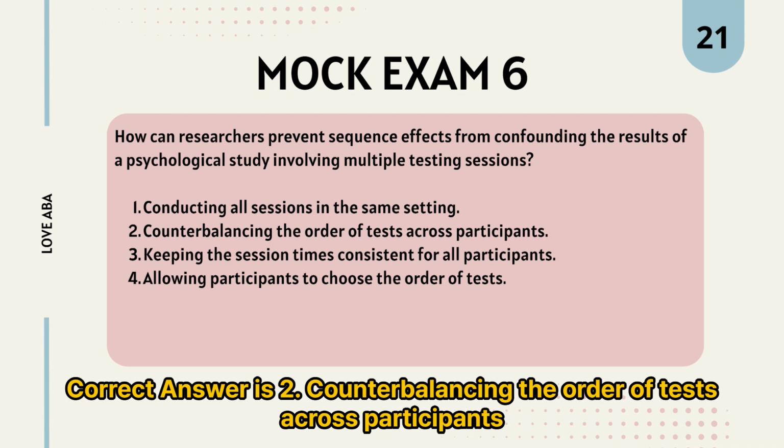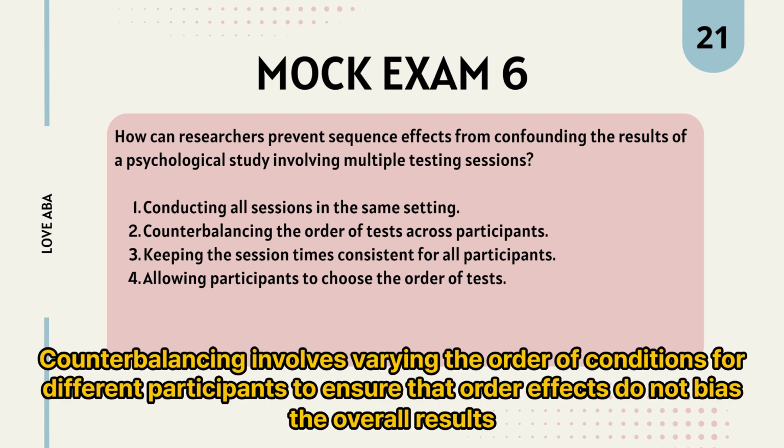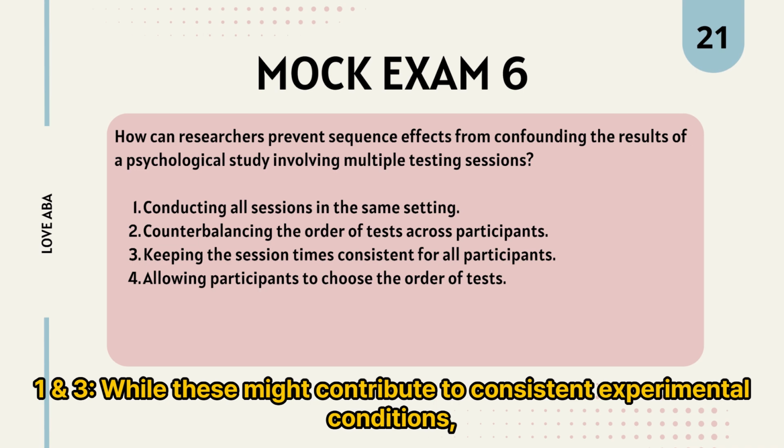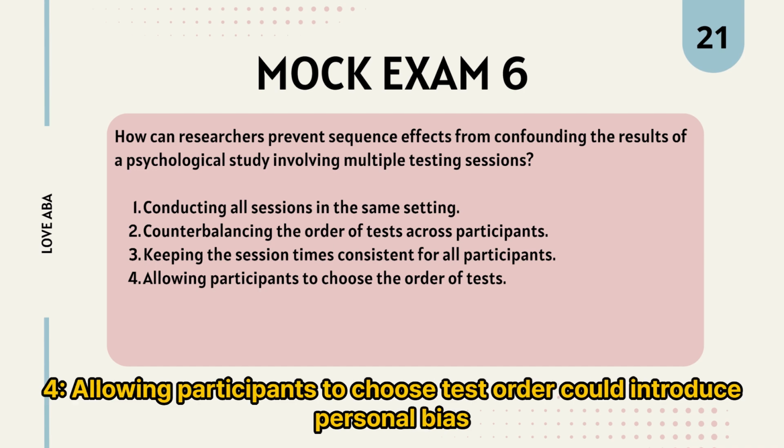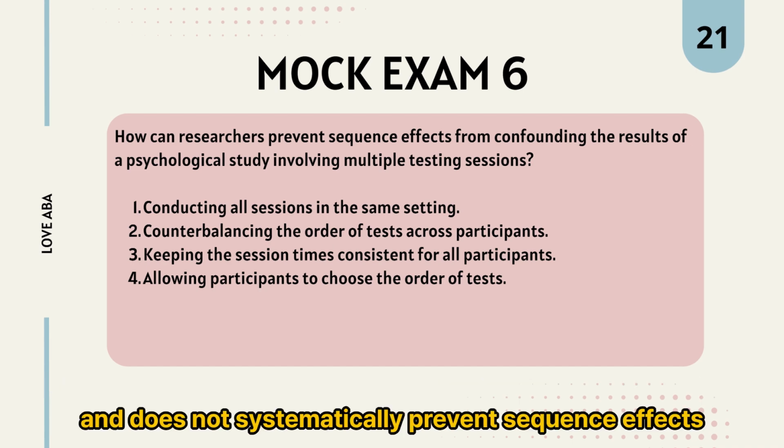Correct answer is 2. Counterbalancing the order of tests across participants. Counterbalancing involves varying the order of conditions for different participants to ensure that order effects do not bias the overall results. 1 and 3, while these might contribute to consistent experimental conditions, they do not address the order in which treatments or tests are presented. 4. Allowing participants to choose test order could introduce personal bias and does not systematically prevent sequence effects.